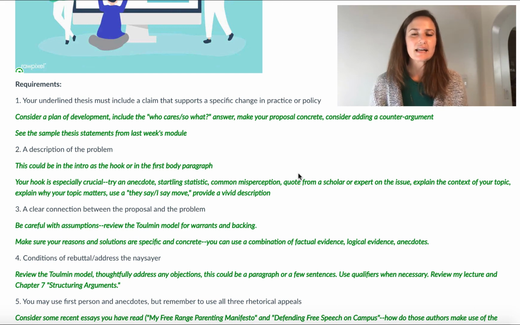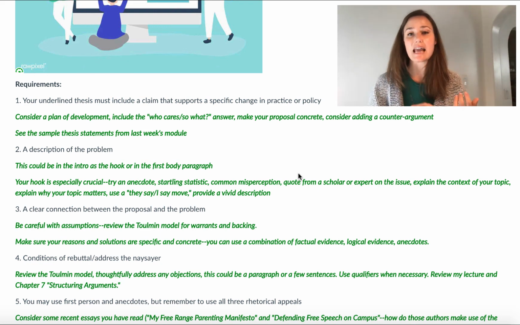Go back and study the Toulmin model. Remember, behind your claim, you have certain assumptions or warrants. And then for those warrants you have backing, you may want to use that structure of argument in your essay. And make sure your reasons and your solutions are specific and concrete. You can use a combination of factual evidence, logical evidence, anecdotes. Ideally, you have a variety of evidence types, right?